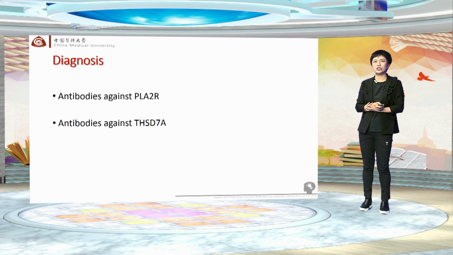A kidney biopsy should be done for purposes other than establishing a diagnosis of membranous nephropathy in PLA2 receptor positive patients. There are currently insufficient data to support the use of THSD7A antibody as a diagnostic biomarker for membranous nephropathy.